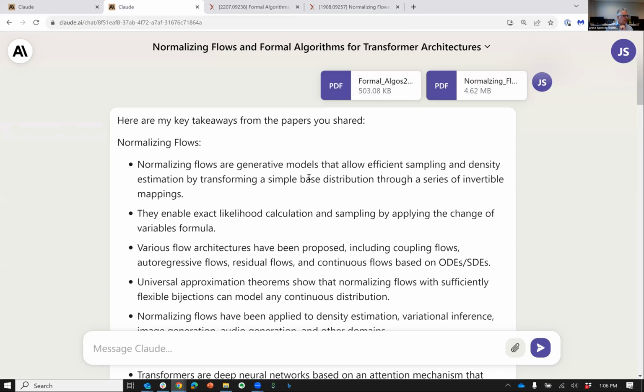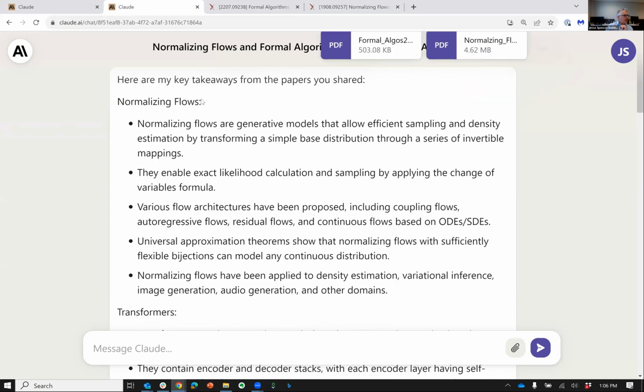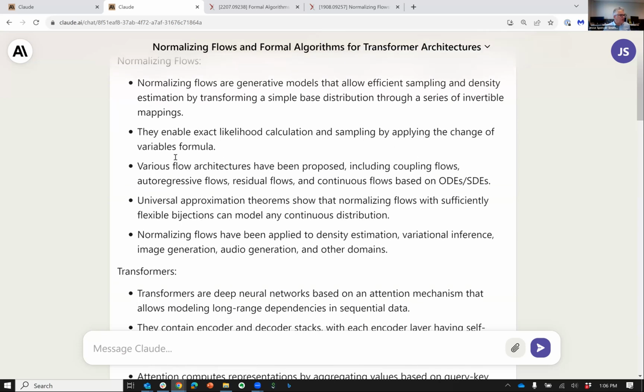The first thing that Claude did was summarize the papers. So normalizing flows: these are generative models that allow efficient sampling and density estimation by transforming a simple base distribution through a series of invertible mappings. Okay, great. This may not make sense to you, but to me it was like, okay, now I've got a clue about what's going on. Exact likelihood calculation and sampling by applying the change of variables formula. Interesting. That's meaningful to me. That helps me get a better understanding of what's happening without having to read the multi-page paper. Okay, various flow architectures, universal approximation. Boy, this sounds really interesting. I'm probably going to read this whole paper.